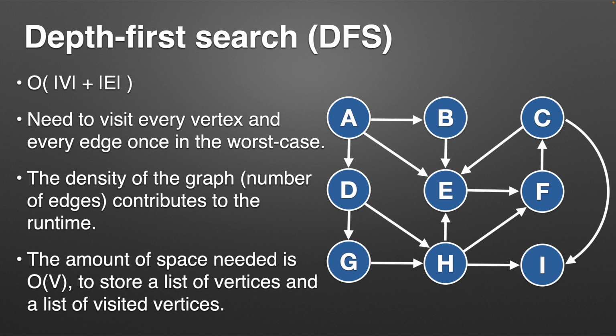And so that runtime changes depending on the density of the graph, right? Because the number of edges could be a lot, it could be very little. And so the driving factor in this is the number of vertices, the number of edges. We know we're going to need to visit each of them once, in the worst case. And the same thing with space. Depending on how you count it up, it can be a little bit different. But in general, the amount of space we need is V, the number of vertices in the graph, because potentially our path could take us through all of them.